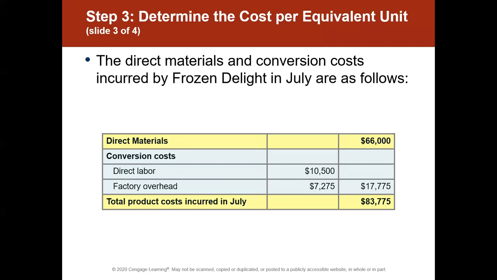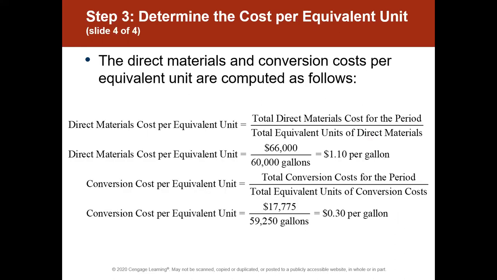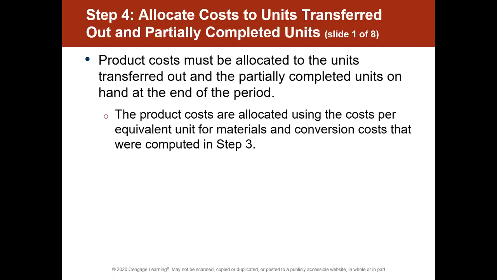Right here, direct labor plus overhead. Okay. But this gives us a direct materials cost per equivalent unit and a conversion cost per equivalent unit, which then will let us apply that to not only what's still sitting there in inventory, but also apply that to the ones we've moved forward so that we can know what those overall costs are.